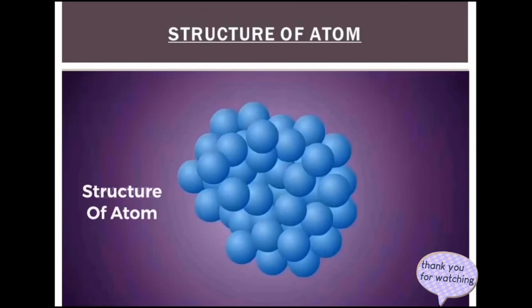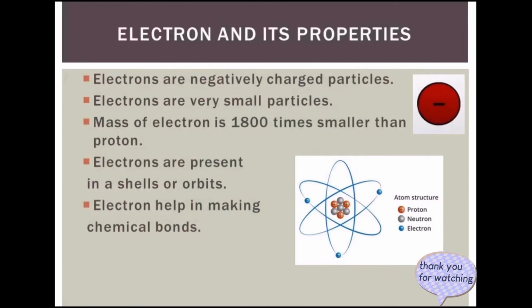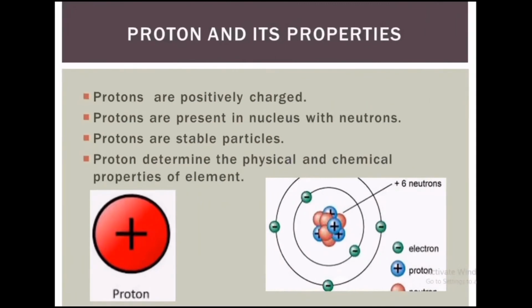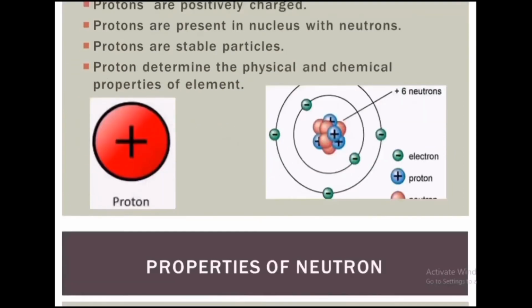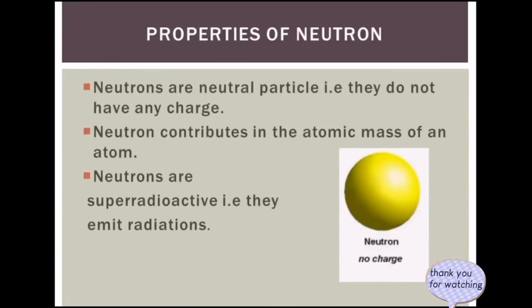Once again, let's see the important points about the subatomic particles. The first one is electron. Electron is negatively charged, smaller in size than the proton, and helps in making the bonds. Proton is a positively charged subatomic particle present in the nucleus with neutrons. It also determines the physical and chemical properties of an element. Neutrons, that means no charge, neutral. Neutrons in an atom contribute significantly to its mass but not its charge.